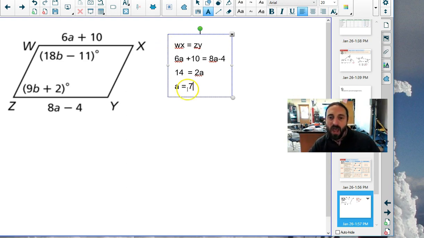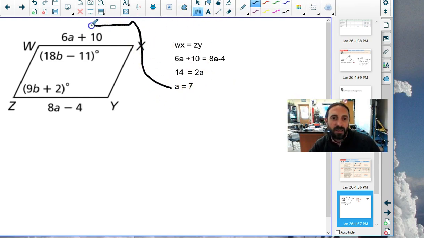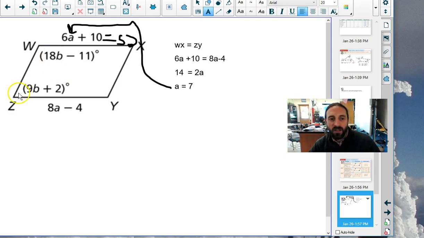When I go in and I plug, let me get my little, where's my little drawing thing? Oh man, and the bell. When I plug 7 in here, 7 times 6 is 42, plus 10 is 52. And I can verify that on the bottom as well. The same process is true for the angles here. Actually, let me go through this problem as well.